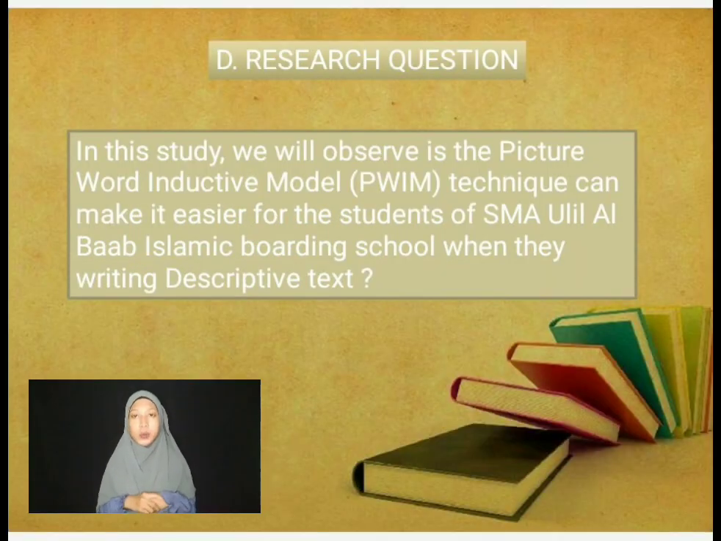D. Research question. In this study, we will observe whether the picture word inductive model technique can make it easier for the students of Ulil Albab Islamic Boarding School when they are writing descriptive text.